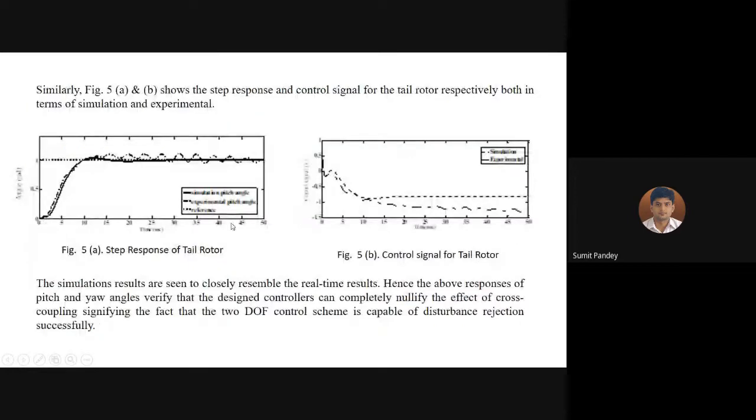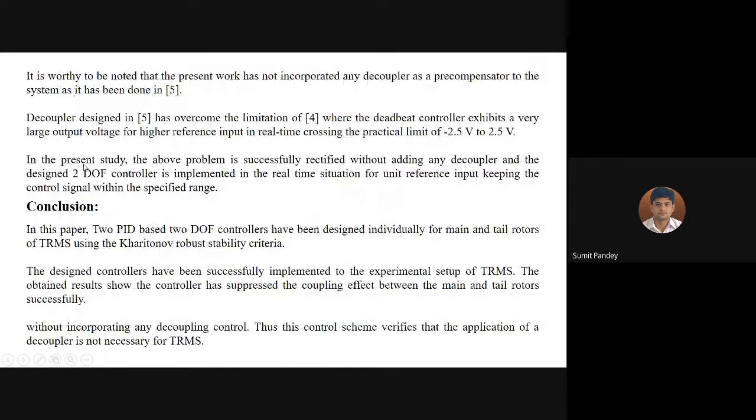Whereas for the tail rotor also, it does not go beyond plus or minus 2.5 volt. And the transient performance is also quite good as compared to the work available in the literature. So we can say that the system shows satisfactory performance.